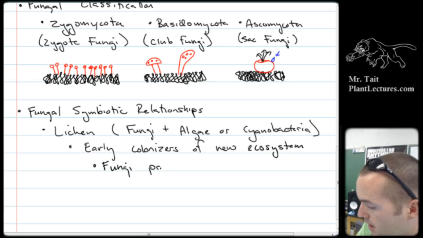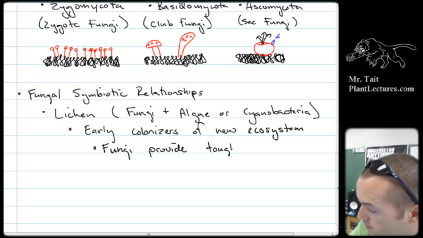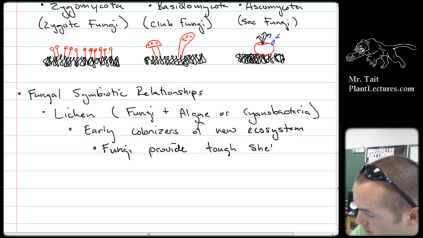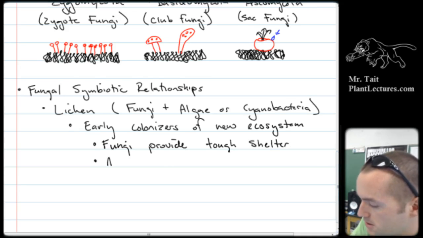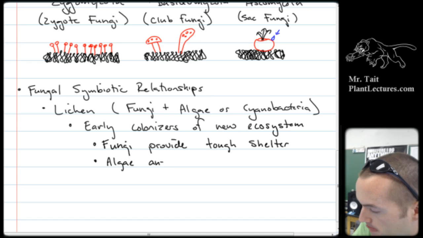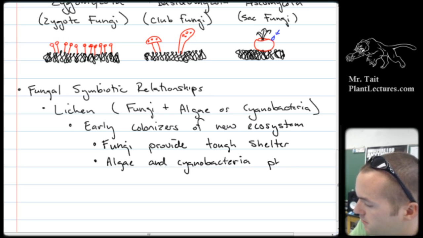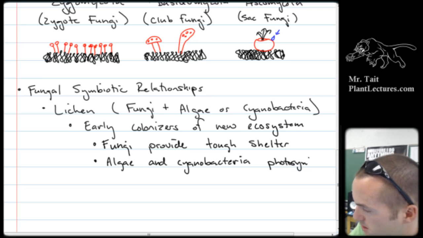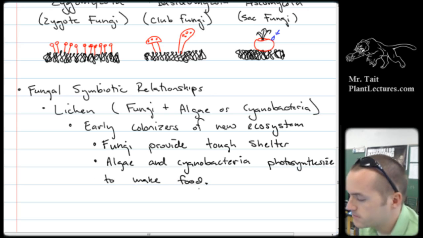So the fungi provide tough shelter. Okay, and then the algae and cyanobacteria, what do they do? Yeah, they make the food. Algae and cyanobacteria photosynthesize to make food. Okay?